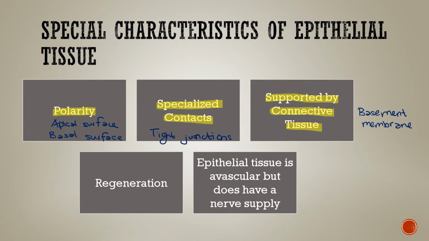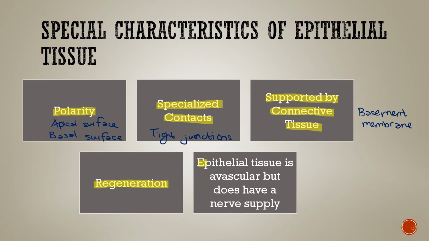The next characteristic is regeneration. So epithelium has the ability really to regenerate extensively. Since epithelial tissues are going to be subject to a lot of friction, the surface cells rub off pretty frequently. Now, as long as epithelial cells receive enough nutrition, the lost cells are going to be replaced by cell division pretty quickly.